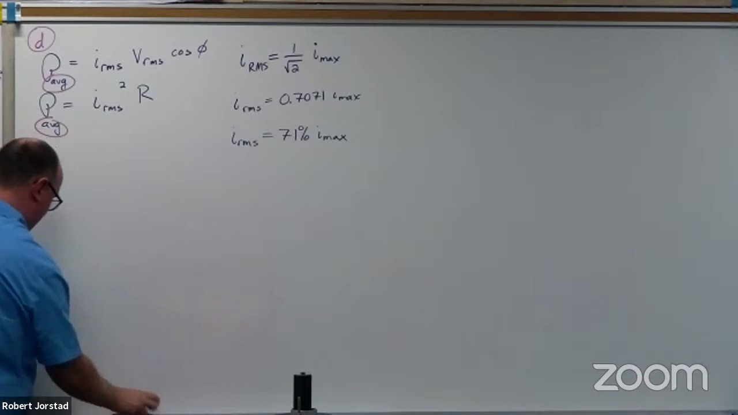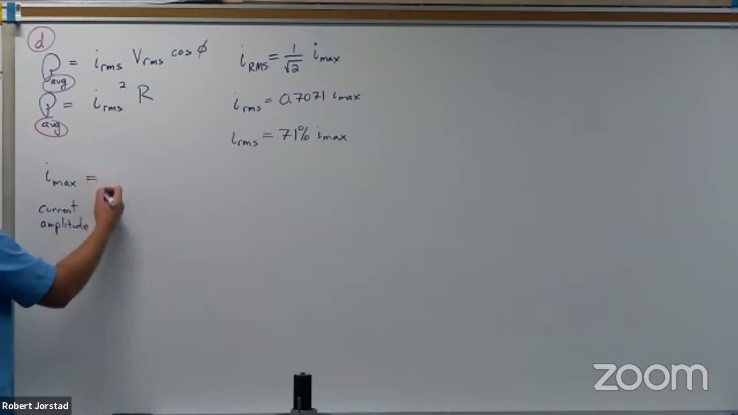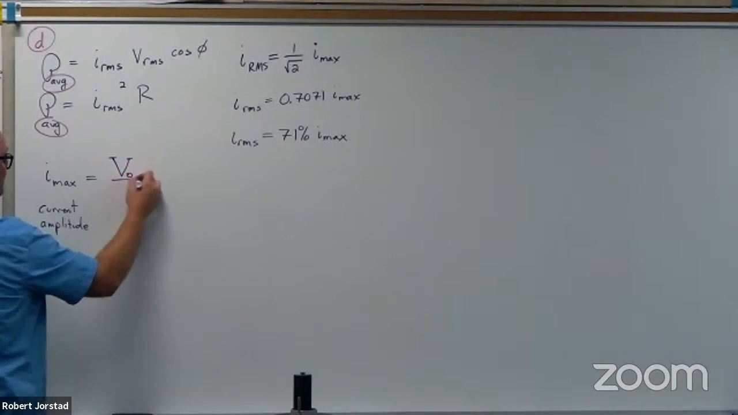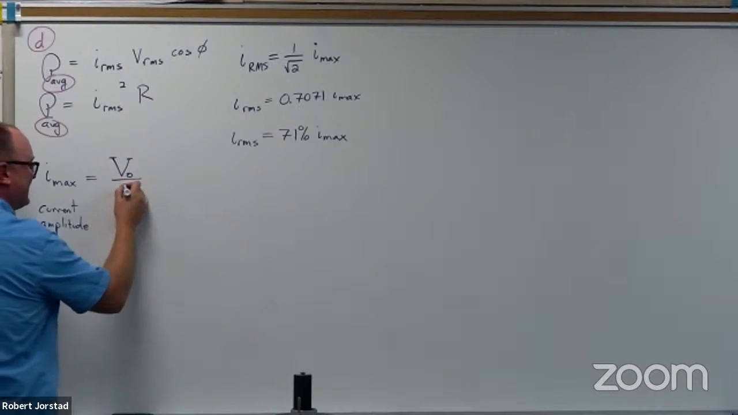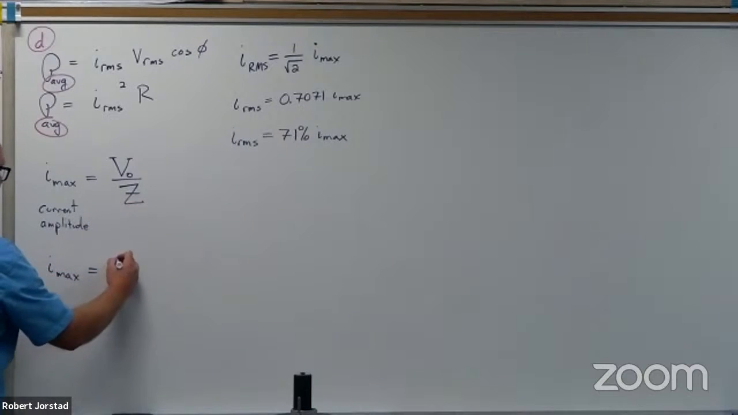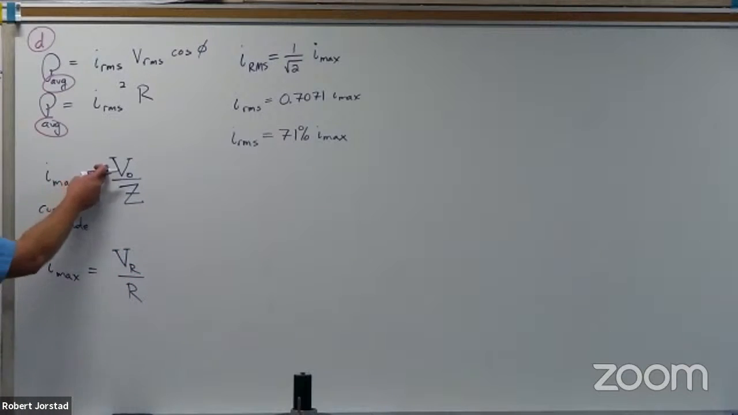All right. Well, I know a couple of different equations. I know that the current maximum value, the current amplitude, I'm going to write that, is equal to the source voltage amplitude divided by Z. This is where students have a tendency to accidentally plug in R. I know that I max is also equal to the resistor voltage amplitude divided by R, or it's the source voltage amplitude divided by Z. Watch out.